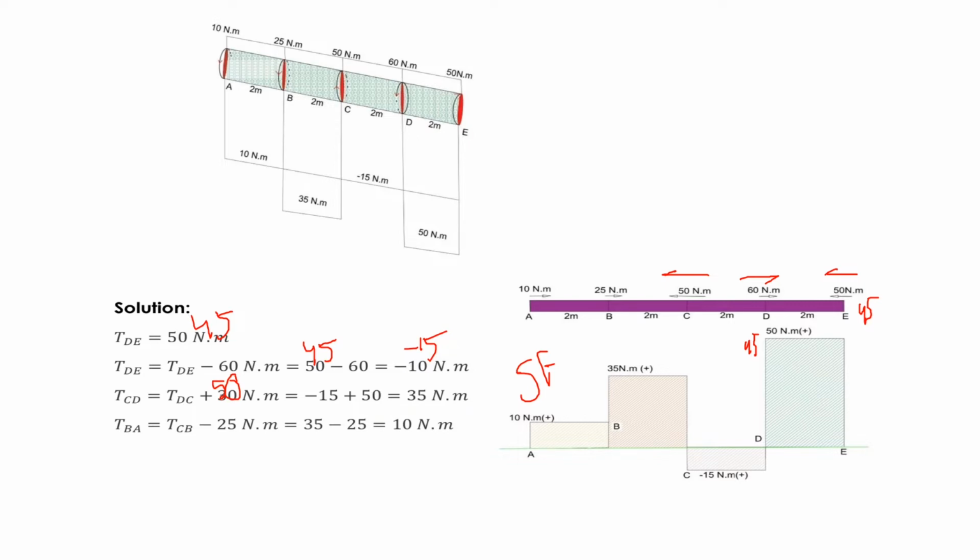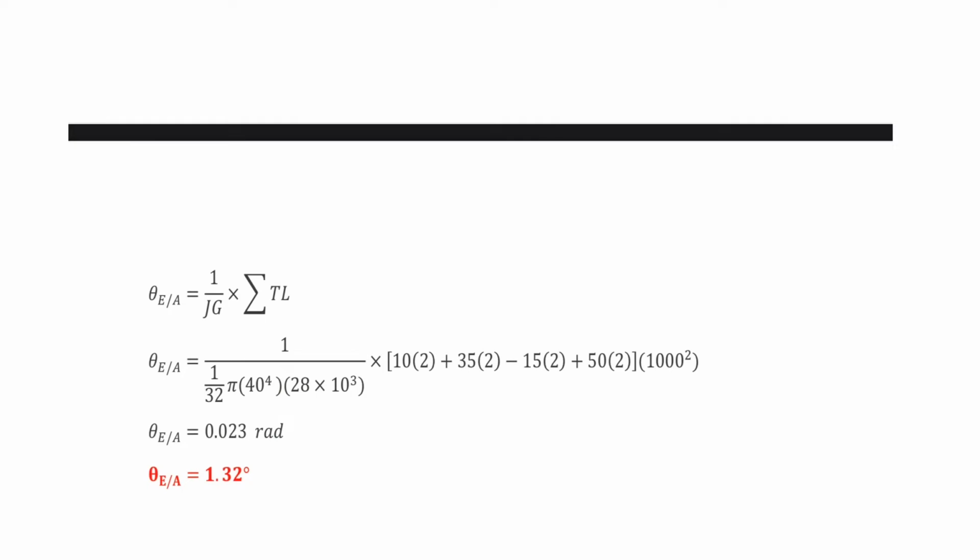So by using the equation to find out the angle, delta E over A, E to A, is equal to 1 over JG times summation dr. So we substitute the values, 1 over 1 over 32 for the torsion equation by each 40. This is error 1, error 2. Here it should be 40 millimeter. It's loaded in wrong, so I will correct it later.